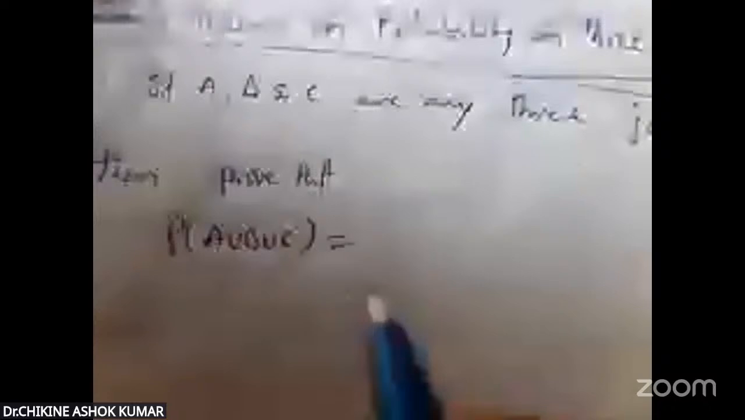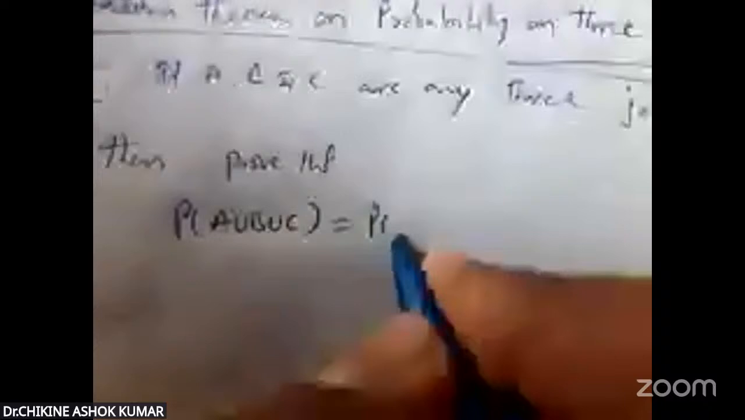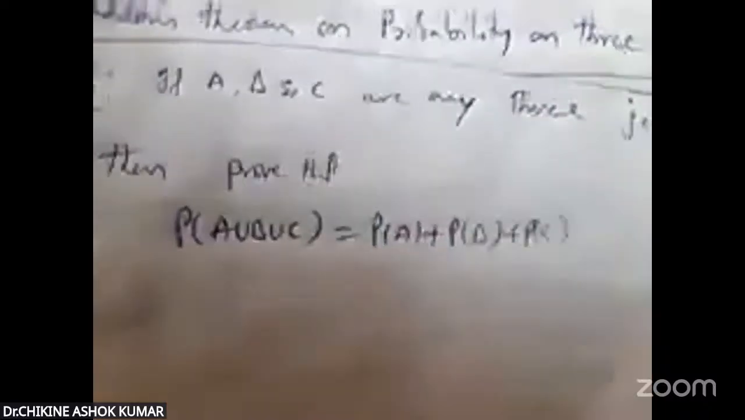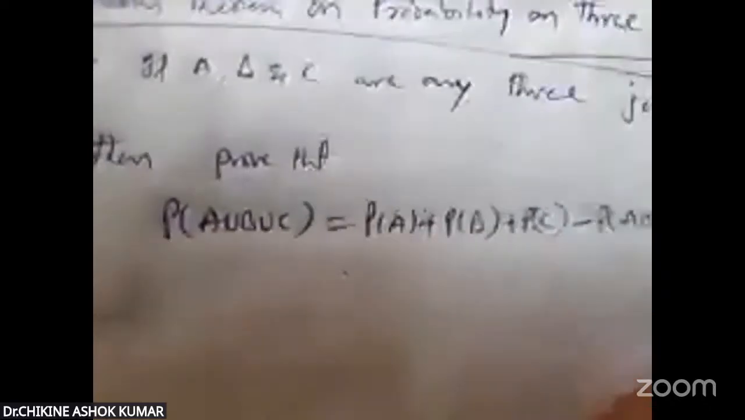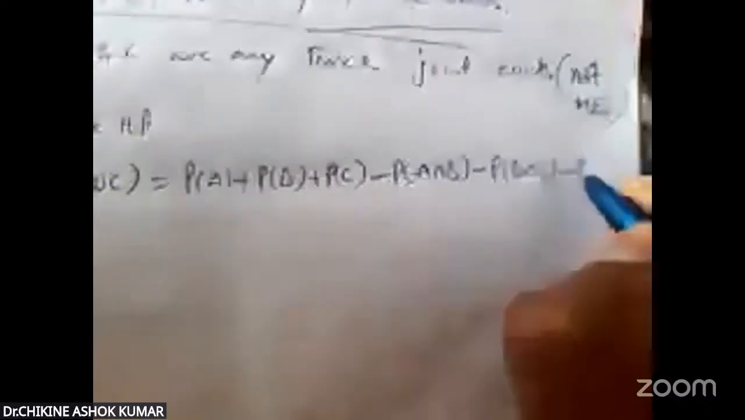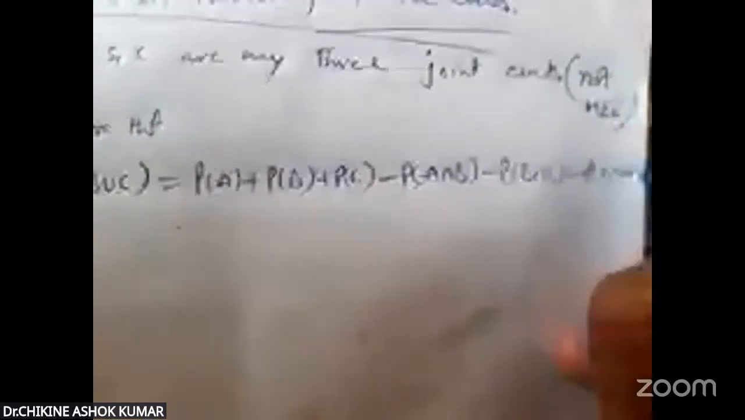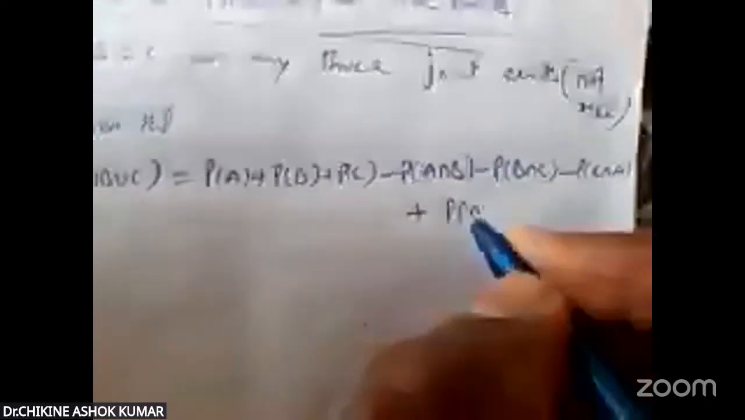What you have to prove? Then prove that the probability of A union B union C, because that was on two events, but here it is on three events. Therefore, probability of A union B union C must be equal to probability of A plus probability of B plus probability of C minus their two intersections: probability of A intersection B minus probability of B intersection C minus probability of C intersection A, then plus the triple intersection, probability of A intersection B intersection C. This is the result.